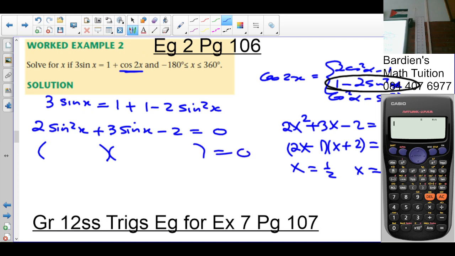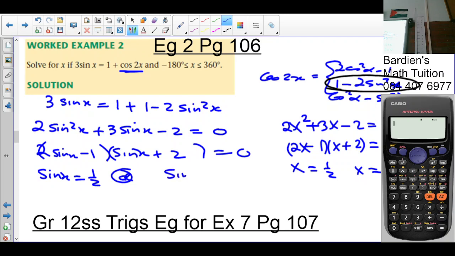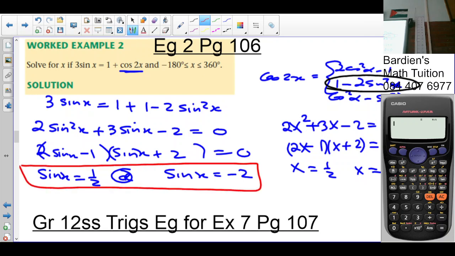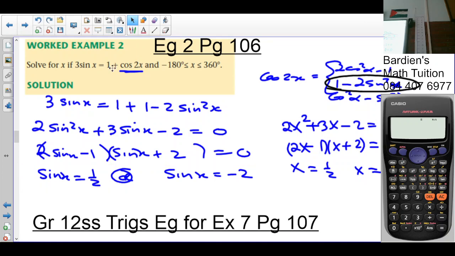if you see the trinomial here, we just say 2 sine x minus 1 and sine x plus 2. Okay. So now this is already factorized for us. So what do we say now? That sine of x is equal to half, or sine of x is equal to negative 2. As I said, if you use the quadratic formula, you would have come straight to that solution. You don't need to show the factors in the brackets there. Okay?